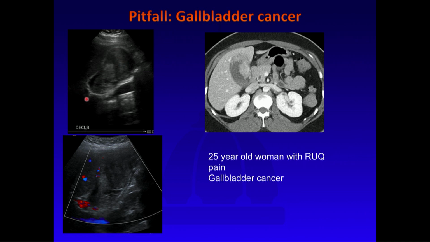And I remember one of my colleagues called me and said, well, what do you think about this gallbladder? It looks like there's a mass in the gallbladder. I can barely see the gallbladder. The patient's only 25. Well, we did a CT scan, and lo and behold, she has an enhancing mass in the gallbladder, and she had gallbladder cancer, unfortunately, at age 25.